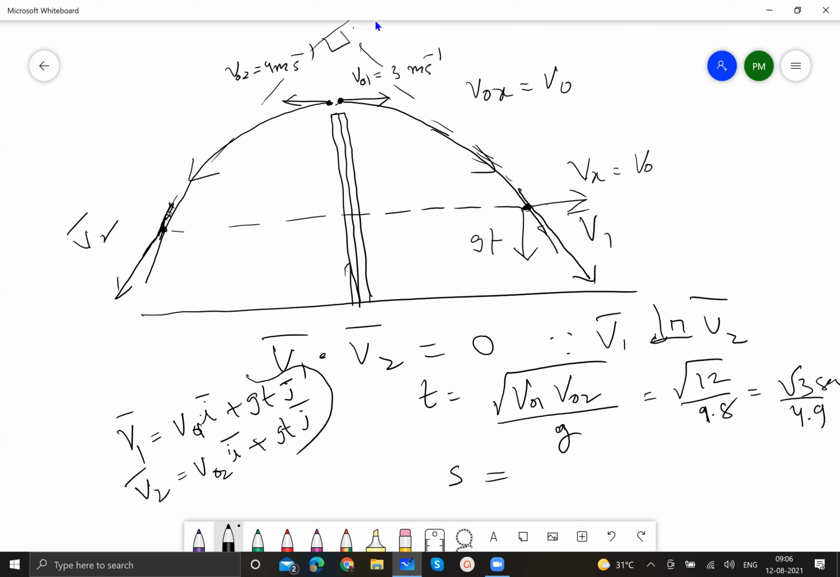And the displacement, the separation between them, is relative velocity multiplied by time. Because they are moving in opposite directions, the relative velocity is V1 minus of minus V2, which is V1 plus V2, times t, root V1 V2 by g. That's all. So it is V1 plus V2, yes, 3 plus 4, into 12 root 3 by 4.9. Nearly it will be 2.5 meters.